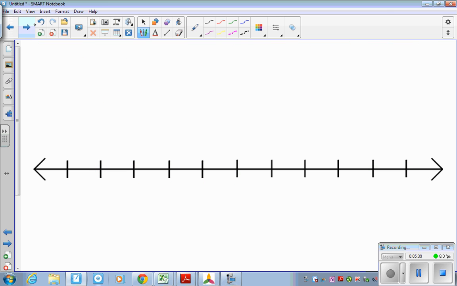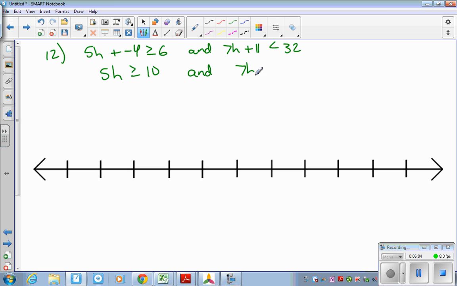Okay, number 12. This was 5h plus -4 greater than or equal to 6, and 7h plus 11 less than 32. So 5h is greater than or equal to 10, and 7h is less than 21. So h is greater than or equal to 2, and h is less than 3. So greater than or equal to 2 and less than 3.